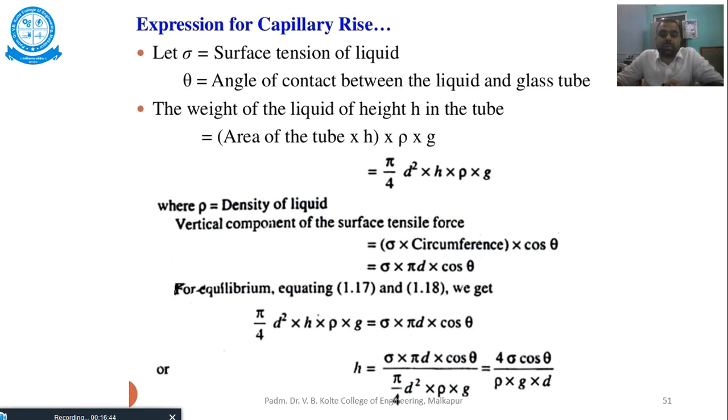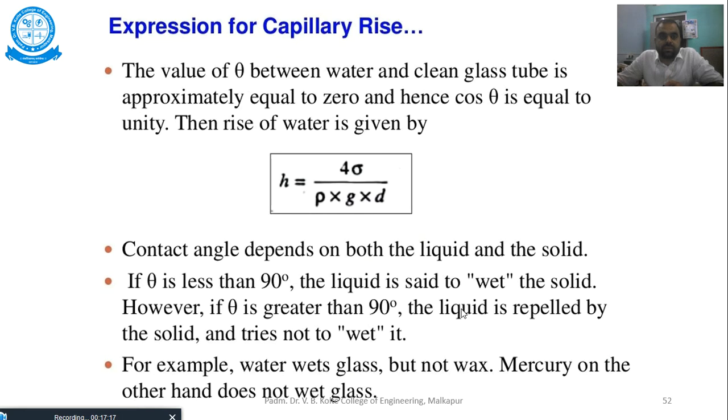So for equilibrium, we have to equate both things: the weight of the liquid and the surface tensile force. So pi by 4 d square into h into rho into g is equal to sigma into pi d into cos theta. Some common terms will get cancelled. Then from that we will get the value of h. H will be nothing but 4 sigma cos theta upon rho g d. That will be the expression for capillary rise.